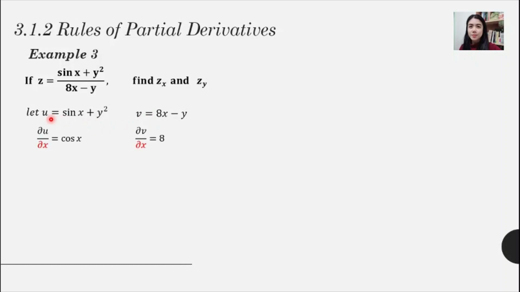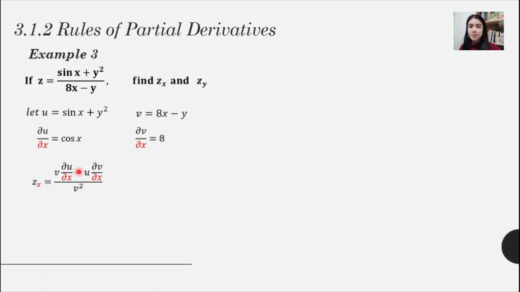Okay, so if you differentiate the u with respect to x, this is actually going to give you cos x. But this is a constant, so you differentiate, you have 0. So for this one, if you differentiate, this is actually going to give you 8. This is actually a 0. So let's just look at the formula. So this is the formula.